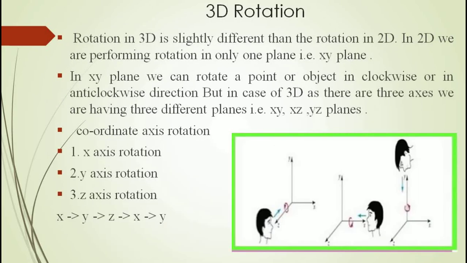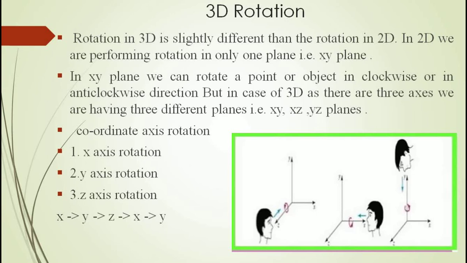So next, our today's topic is 3D rotation. First of all, what does rotation mean? Rotation means we rotate an object or a point by some angle theta. The rotation in 3D is slightly more difficult than the rotation in 2D.